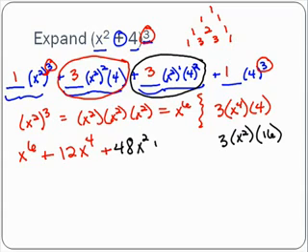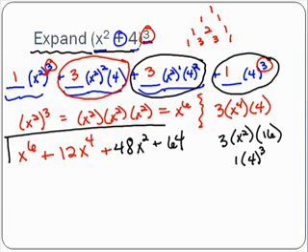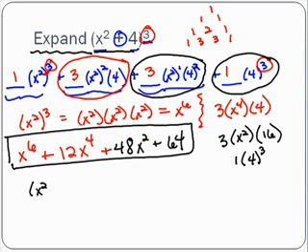And then for my last term, I need 1 times 4 to the third. 4 times 4 is 16, times 4 is 64, times 1 stays 64. So here is the expanded form of my binomial x squared plus 4 raised to the third power. Once again, if you don't like doing it that way, you could always get that same answer by taking x squared plus 4 times itself 3 times.